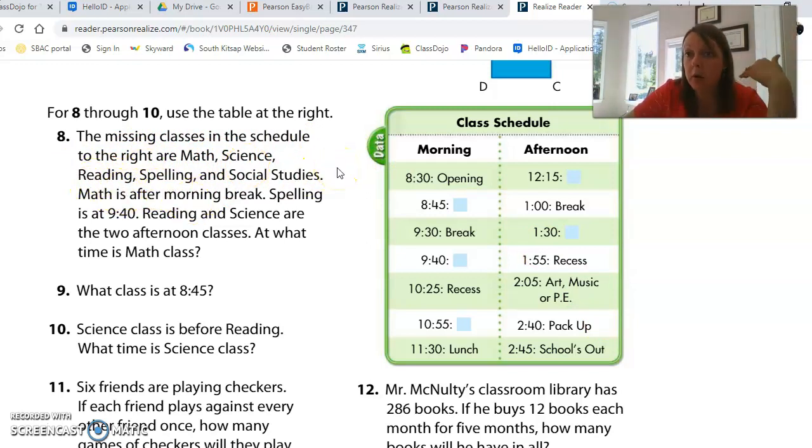So just like our other schedule, we have to fill this in. Math is after morning break. Okay, so if the morning break is here, math can either be here, here, or these. Okay. Spelling is at 9:40, so I know that this one is not math. Reading and science are in the afternoon classes. So if this is reading and science, what time is math? Well, we have to come back over here and remember math is after this time right here.